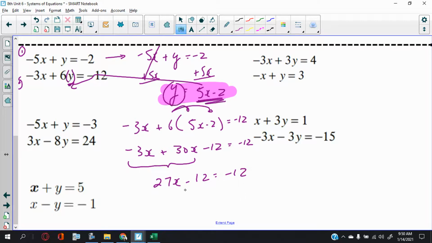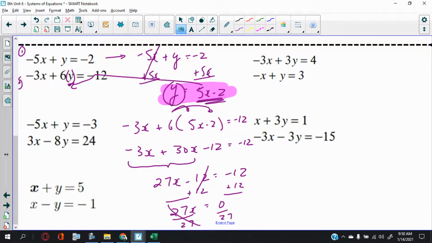Right? So far, so good. So we're going to add 12 on both sides. Now, you can see probably that one of these questions takes a very long time to solve. All right, it's a journey. It's not a question.